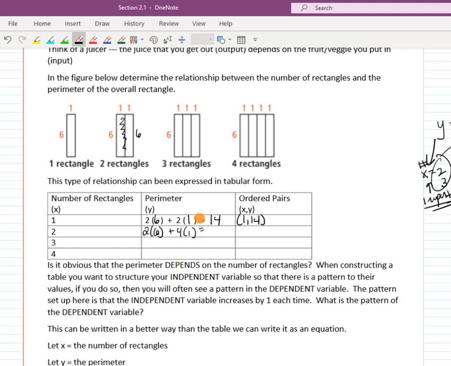And that gives me then what? 2 times 6 is 12, plus 4 is 20. So then I have the 2 comma 20. The next one is 3. So again, this is 6. So I still have 2 6s.